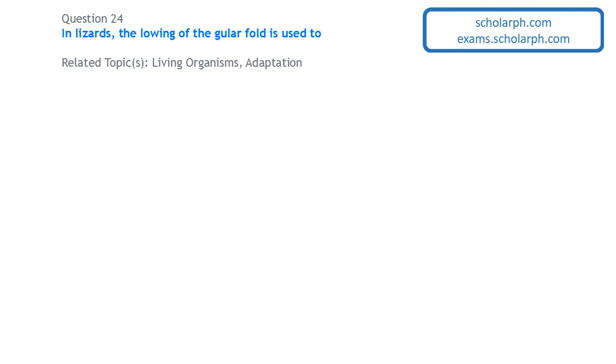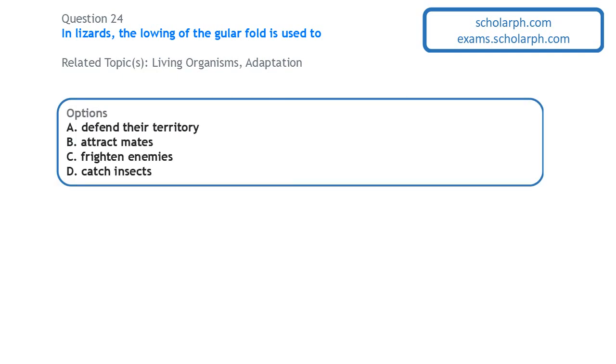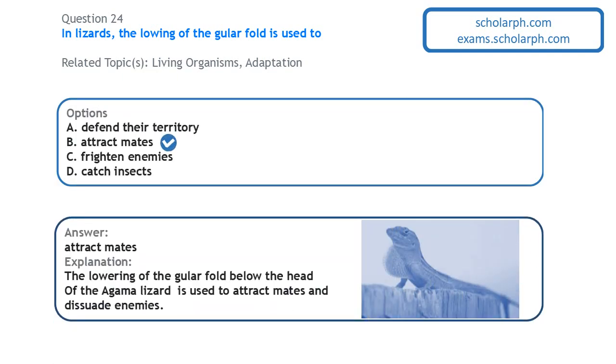Question 24. In lizards, the lowering of the gular fold is used in the attraction of mates. It is used to attract mates and to dissuade enemies.